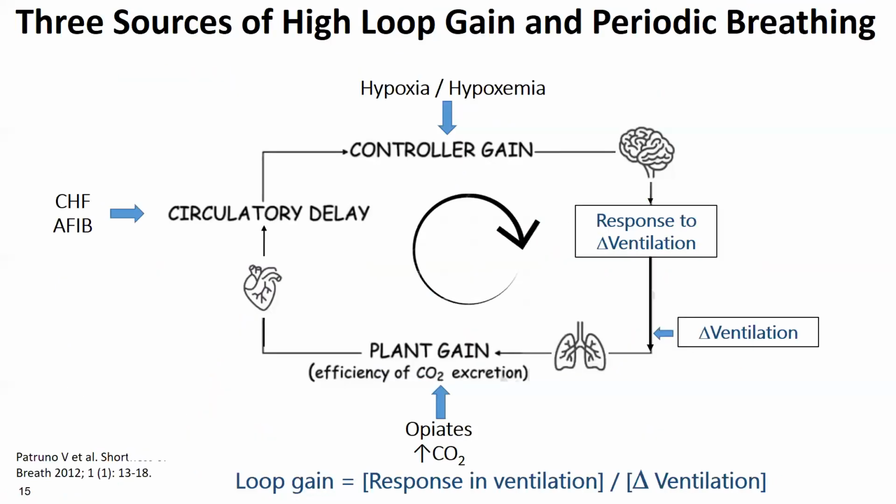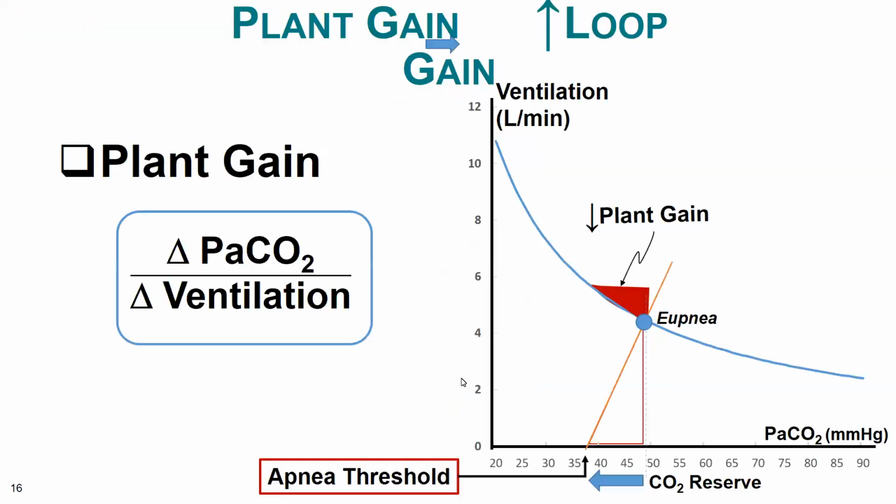And in fact, that's exactly what happens. And it's the reason that we see a high level of central sleep apnea when normal people go to high altitude and become hypoxemic during ambient hypoxia. Now let's look at the other two mechanisms by which loop gain can increase our tendency to develop periodic breathing or central sleep apnea. Let's look at plant gain.